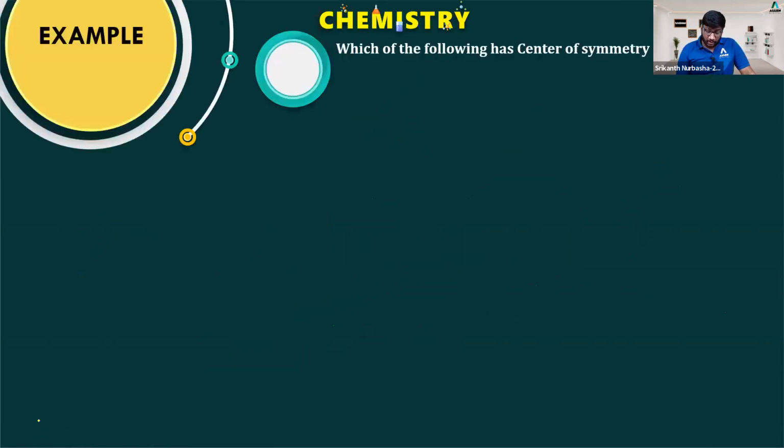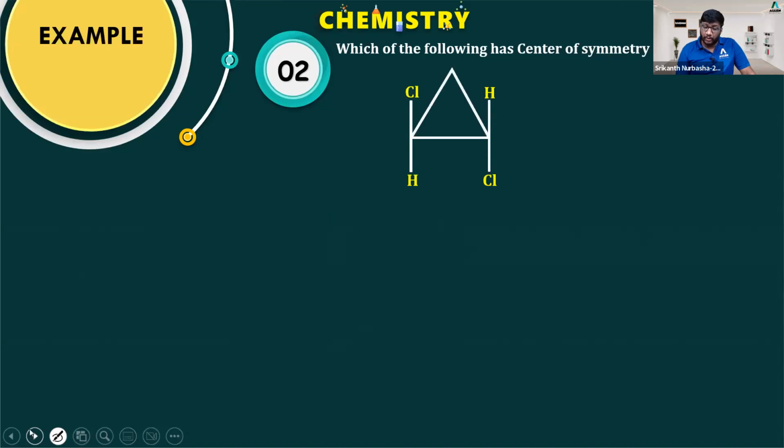Consider in this case, which of the following has center of symmetry? All of you said no. Why is it no? No center of symmetry. Why? Because we have a carbon here. Only 3 carbons are there. With these 2 carbons I can connect. But for this carbon, if I try to draw any point, I am not going to get one more carbon atom.